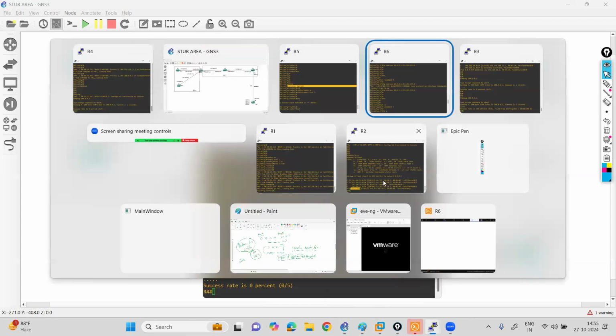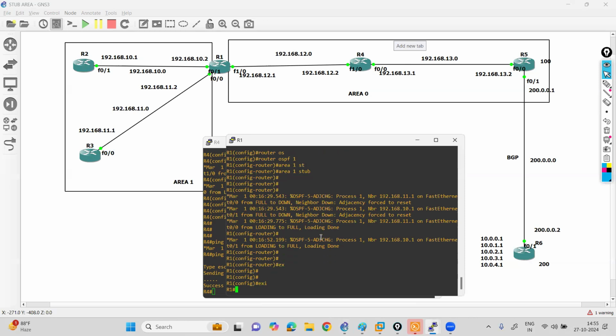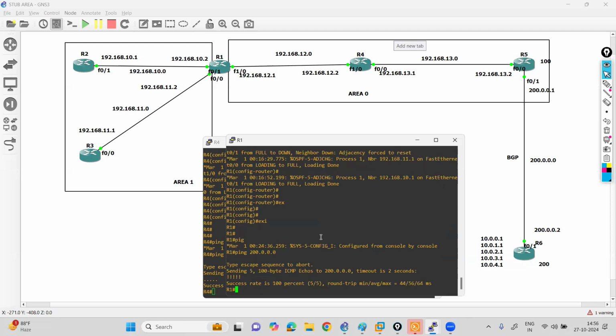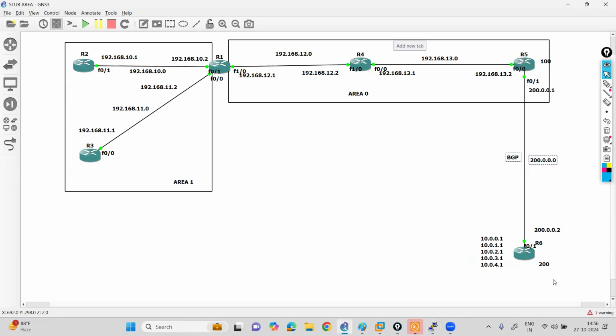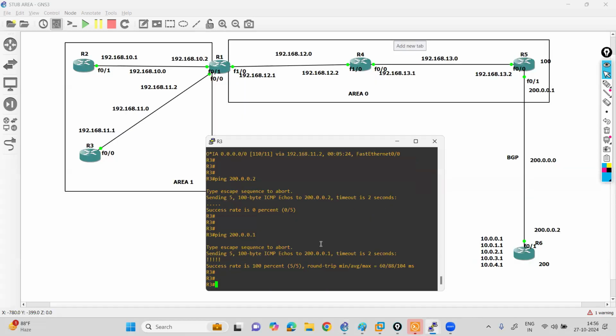Let's go to router number 3, router number 2, and try to ping 200.0.0.0. Yes, we are able to ping this one to this network, but there is an issue in between these two in pinging, right or not? We can reach the external route 200.0.0.0, but cannot ping this one. Let's see what has happened over here. An issue with the IP address.